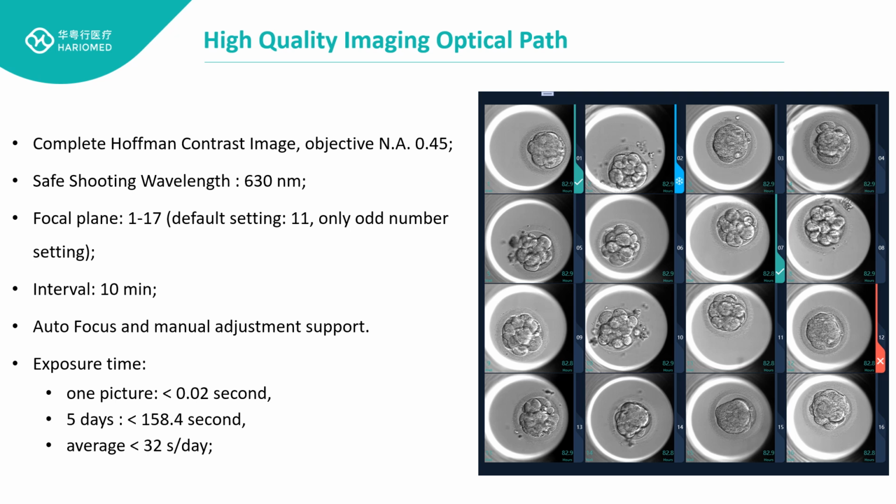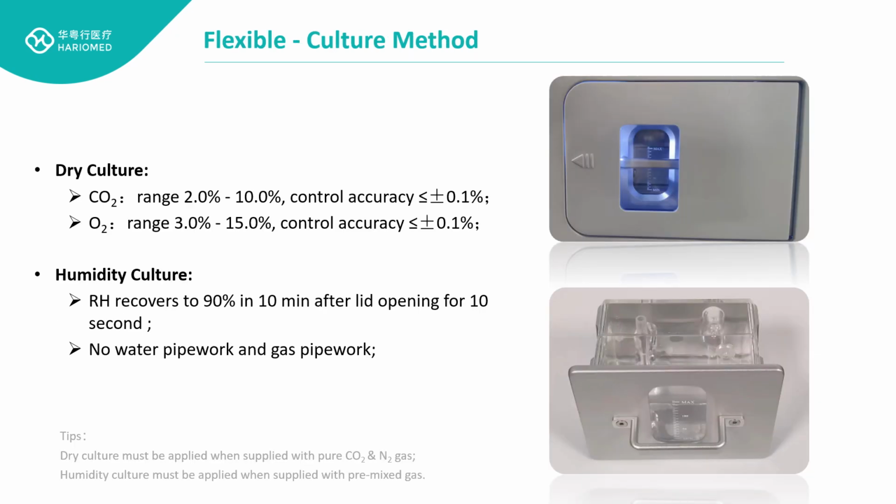So it is very good for embryo development when you compare it to the need to take it out and observe it every day manually. And the culture for Hariomed time-lapse is very flexible. Both pure gas and premixed gas can be used, while the dry and humidity culture can be chosen as well. And the humidity recovery is fast as well. Relative humidity recovers to 90% within 10 minutes when you open the lid and close it after 10 seconds.